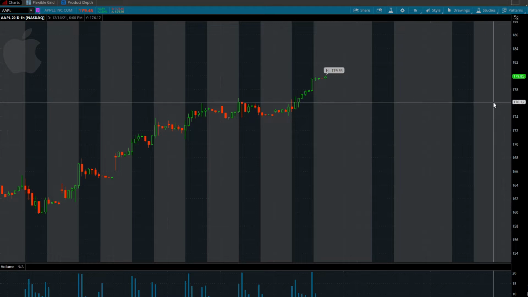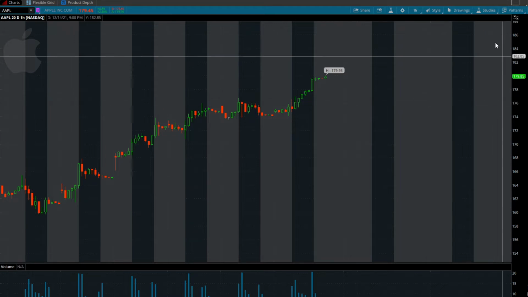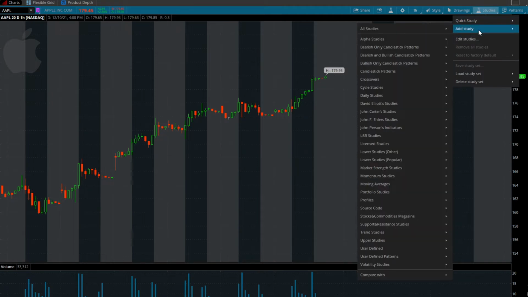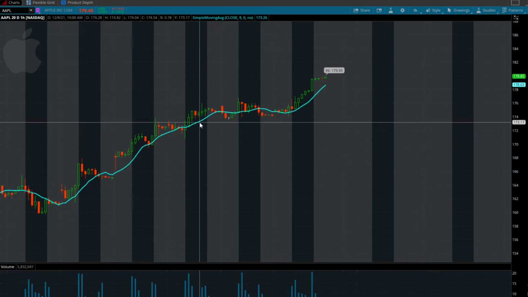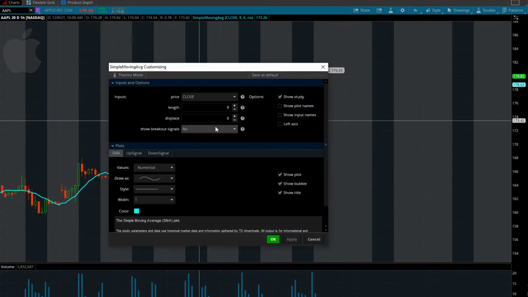Currently I'm trading on the TD Ameritrade Thinkorswim platform. So I'm just going to go up here to studies. I'm going to go to add study. Then I'm going to come down to the moving averages. I'm going to go to moving average, simple moving average. That's going to be this blue line. I'm going to edit this real quick.